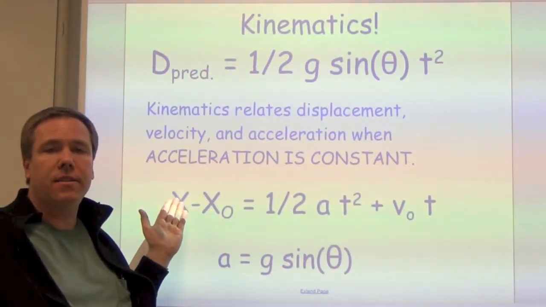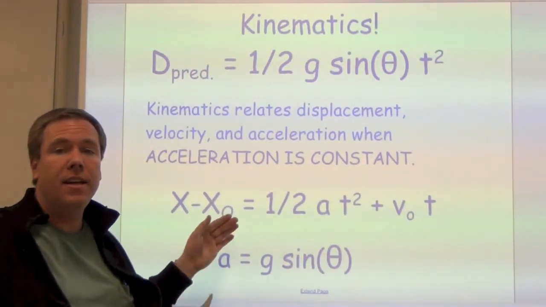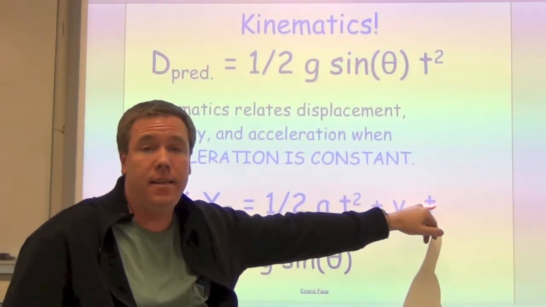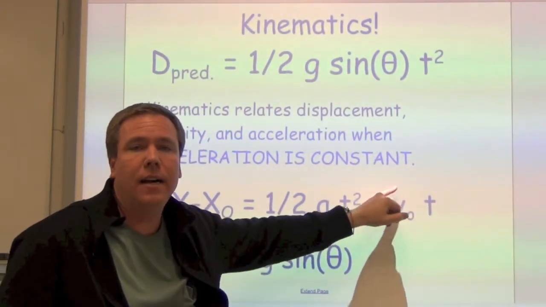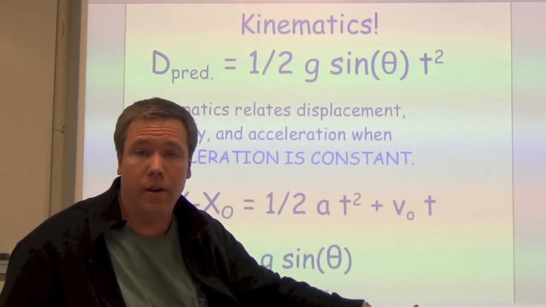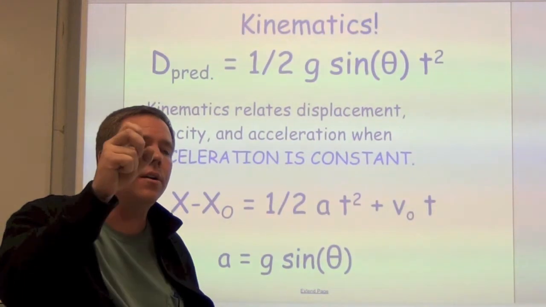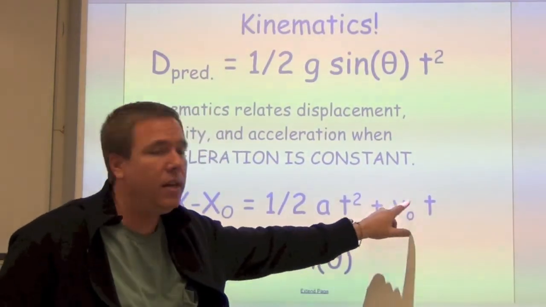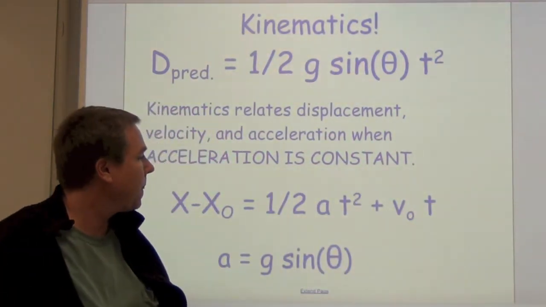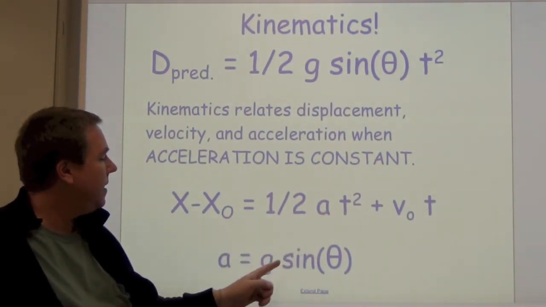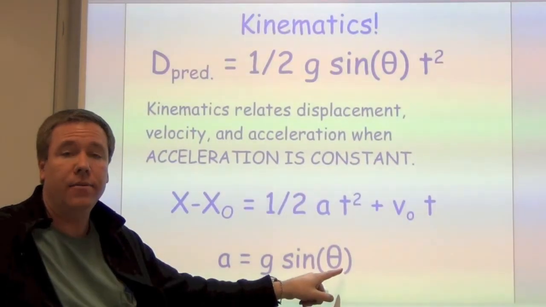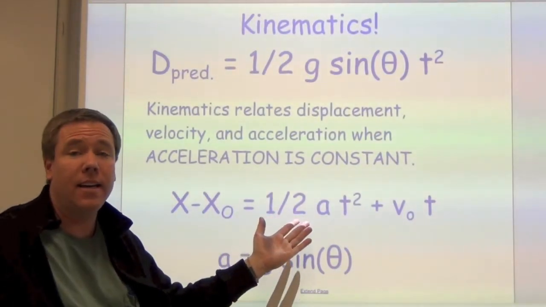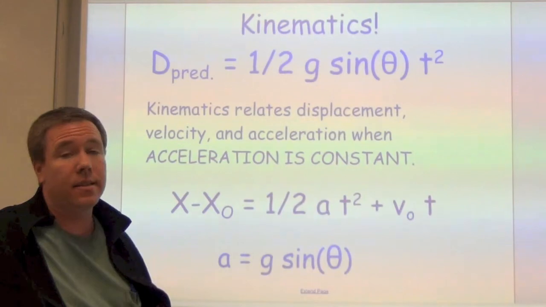Position as a function of time minus the initial position, that's displacement, is equal to 1/2 a t squared, where a is constant, plus v naught t. V naught is the initial velocity of the system. In other words, the velocity at time equals 0. In this experiment, when we took a cart and dropped it, our timer started when the cart was motionless. So in other words, v naught was 0. This term goes away. And we'll notice from here that a is g sine theta for this experiment. So the kinematics, we see that 1/2, cutting in half the g sine theta, or the acceleration.